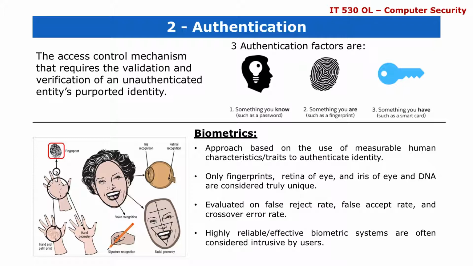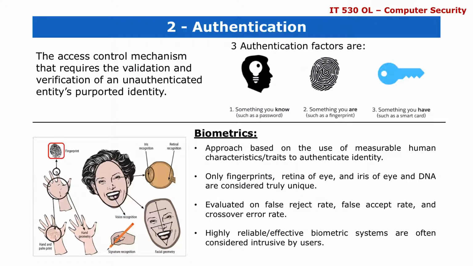Biometrics is considered strong authentication, basically because it has to do with human characteristics, and every individual, at least when it comes to fingerprints, hand geometry, and facial geometry, tends to have their own unique characteristics. For biometrics, they are usually evaluated based on false reject rate, false accept rate, and crossover rate. False reject rate is pretty much when the system is kind of hard to authenticate.